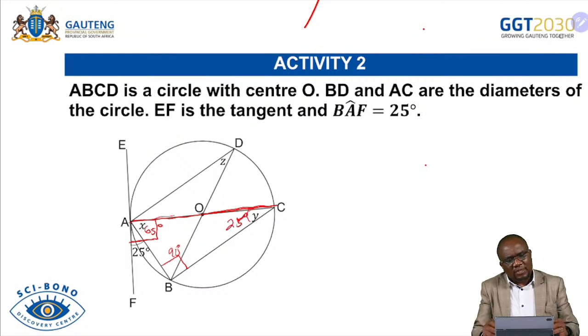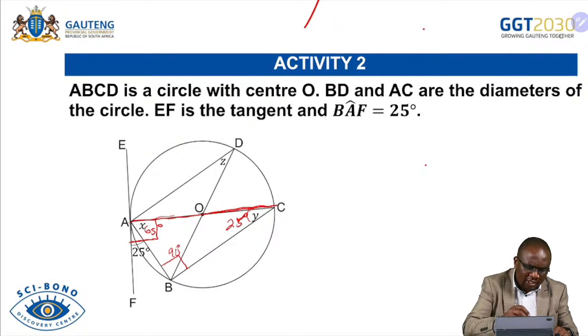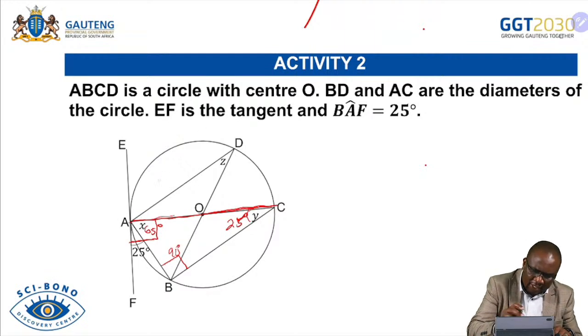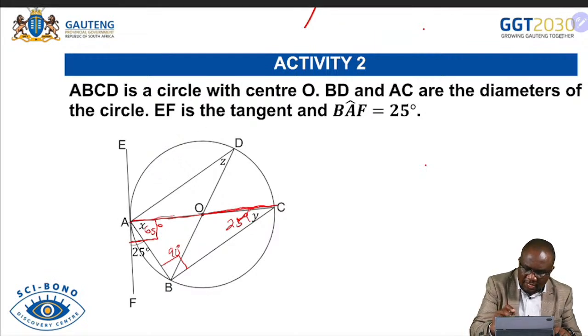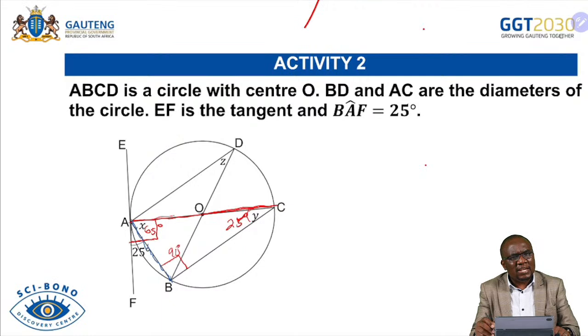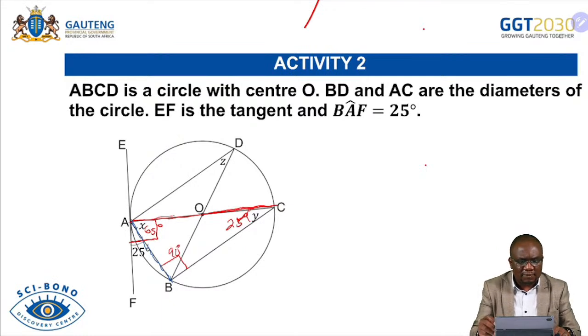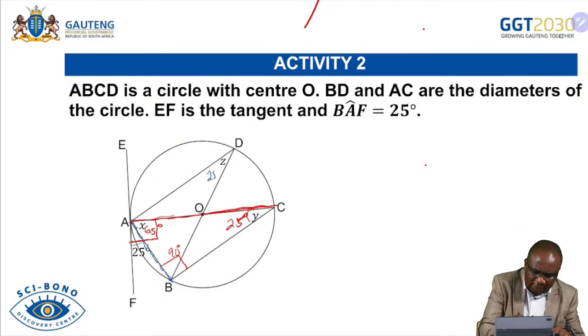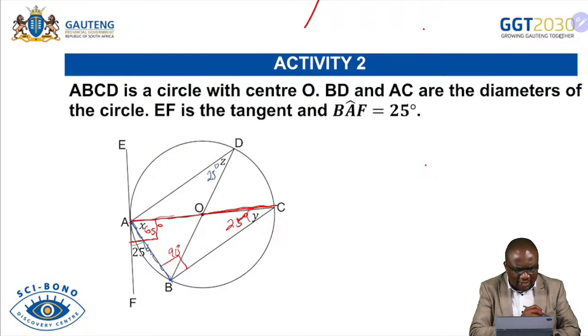Okay, and then what about Z? I can see these are angles in the same segment. Do we agree? Z and Y are angles in the same segment. They are subtended by the chord AB. Do you see this chord here? So Z and Y, they are angles in the same segment. Means Z also is 25. Okay? I think I have enough information.